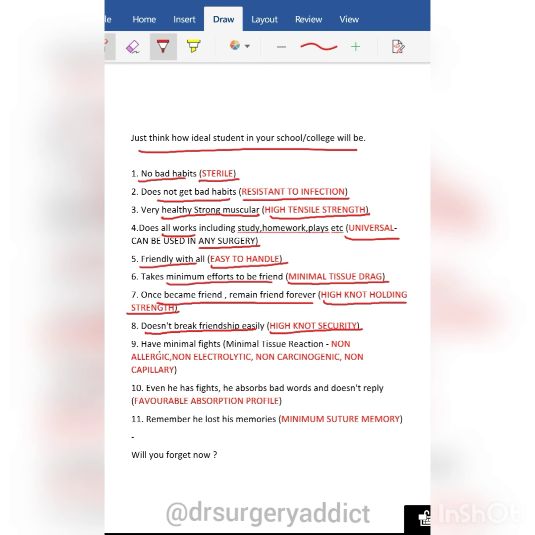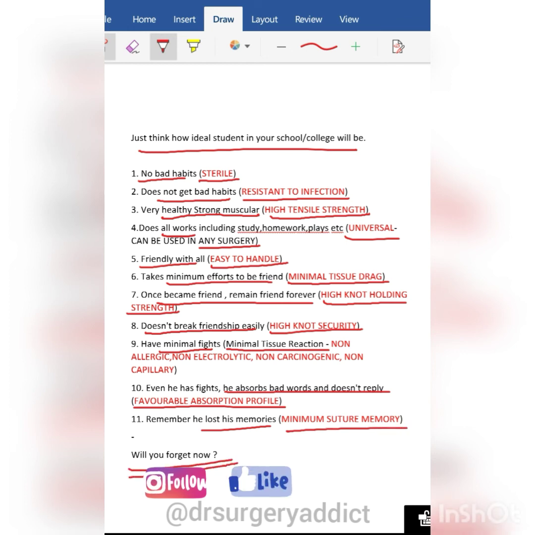An ideal student has minimal fights. Just like that, ideal suture will have minimal tissue reaction, which means it is non-allergic, non-electrolytic, non-carcinogenic, and has non-capillary action. An ideal student has fights, but he absorbs bad words and does not reply. Just like that, ideal suture has a favorable absorption profile. Remember what we said first: the ideal student has lost his memory. So ideal suture will have minimum suture memory.